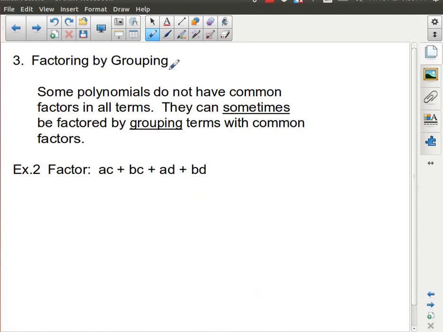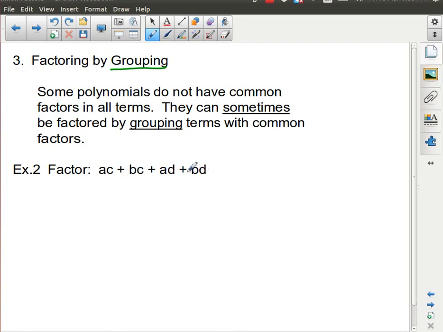Another type of factoring that can be done is called factoring by grouping. Factoring by grouping is important because sometimes when we are factoring, we don't end up with something that's common everywhere, but what we can sometimes do is make small groups of things that are common. So for example, I've got AC and BC and AD and BD.